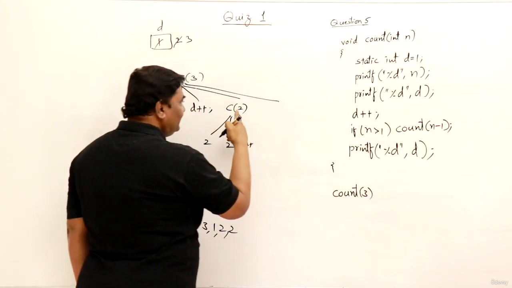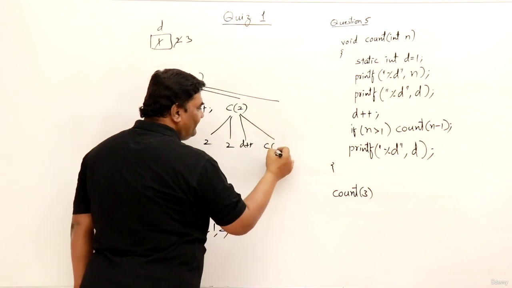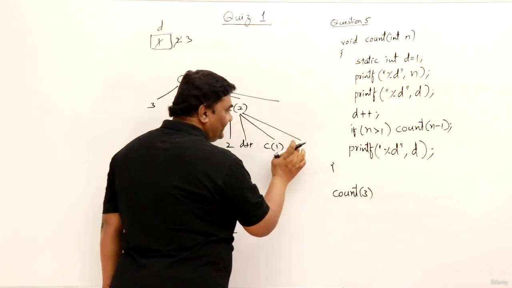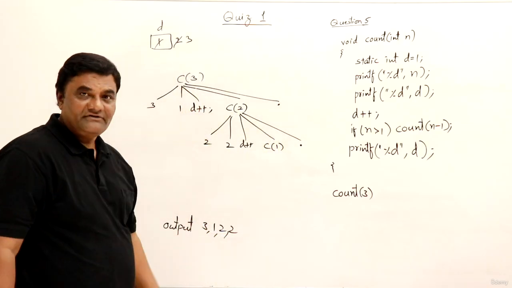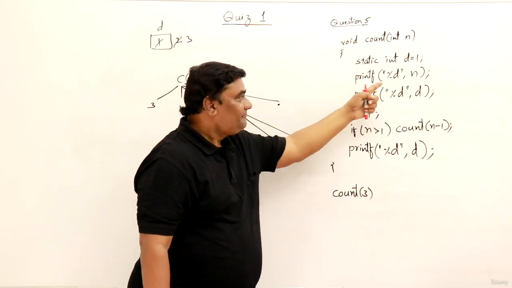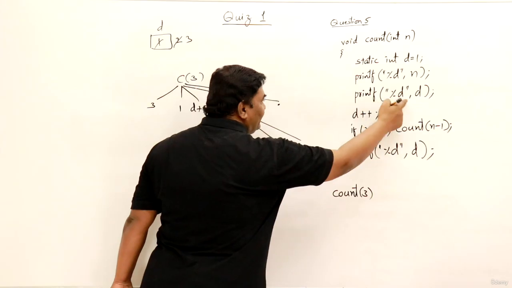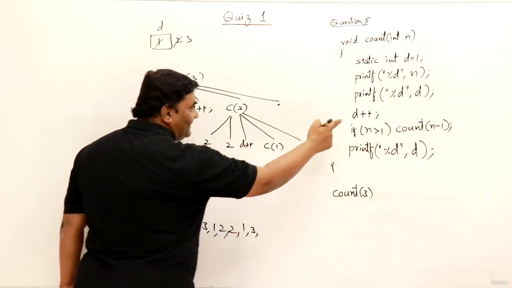n is greater than 1? Yes. Call itself for n minus 1. So C is called for n minus 1, 2 minus 1, 1. Then after that printing is there, but not now. It will be done afterwards. See, here also we left it. We have to do it afterwards. This time C is 1. Come again, right? Print n. n is what? 1. Print 1. Then print d. d is how much? 3. So print 3. Then d plus plus.